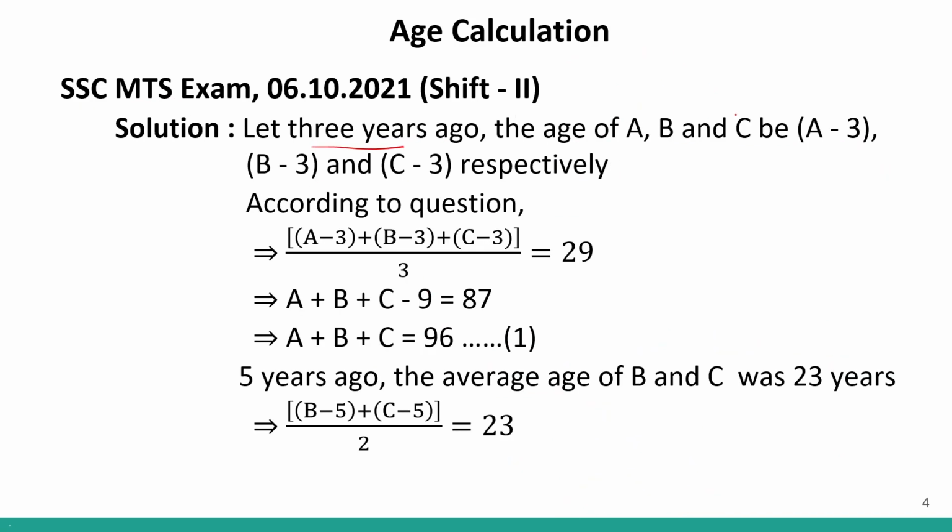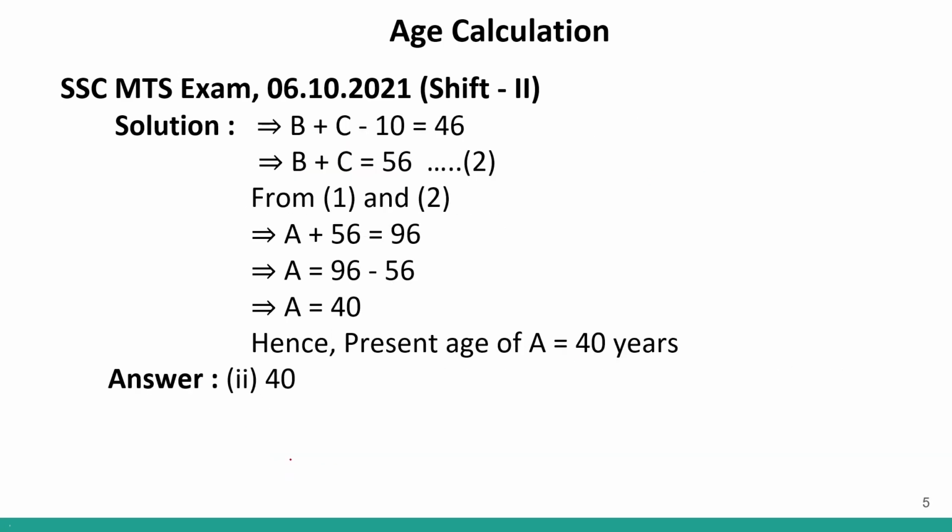Here is the solution. So, 3 years ago, we have taken A minus 3, B minus 3, C minus 3. This can also be written as 3 into 3 and we can subtract it from A plus B plus C. This is another way. Similarly, we got an equation of 96 and we did the same thing for B and C as well. And then we got the value of A as 40. This was your question number 1.